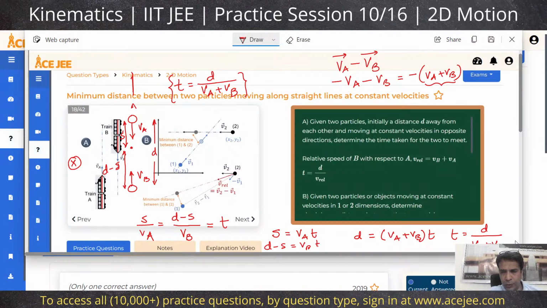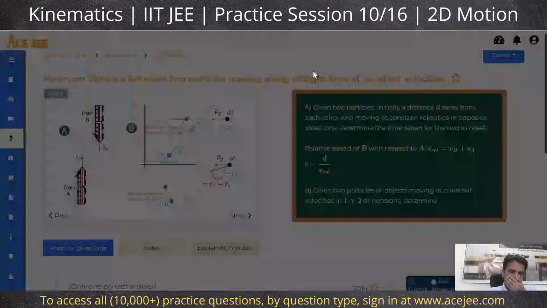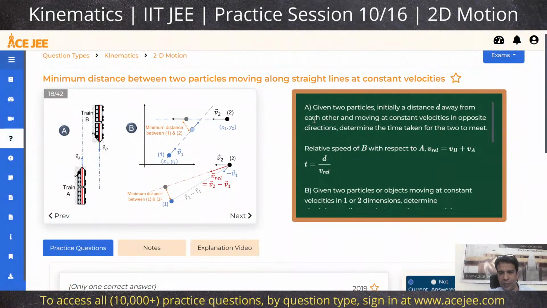Now let's talk about the two-dimensional scenario. So let me enlarge this image because we'll need it.